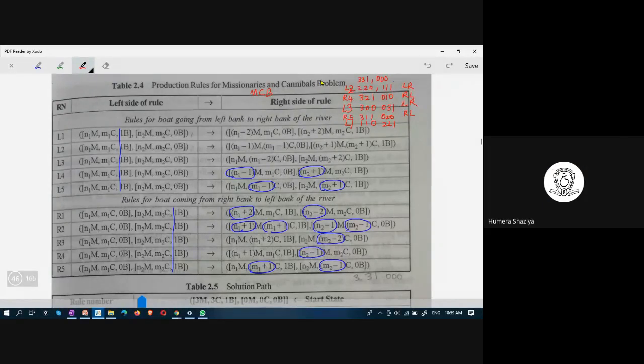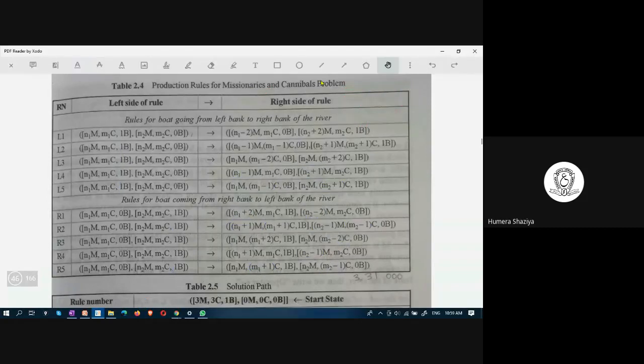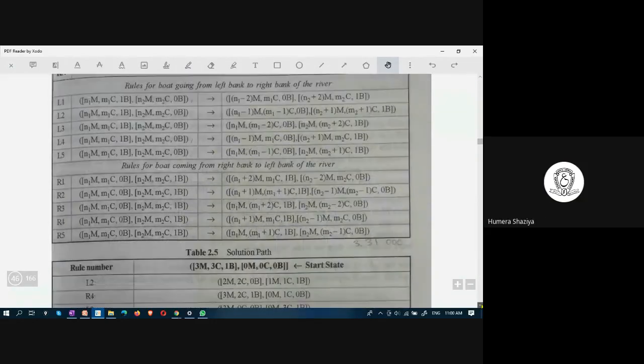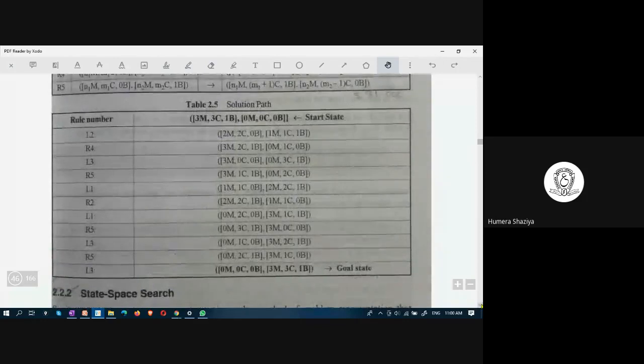Now after L1, now it's right to left. One missionary and one cannibal to the left side, ma'am. So the rule is R2, 1 missionary, 1 cannibal. You understood? Yes, ma'am. Okay, let us complete it so that we can start a new topic in the next class.